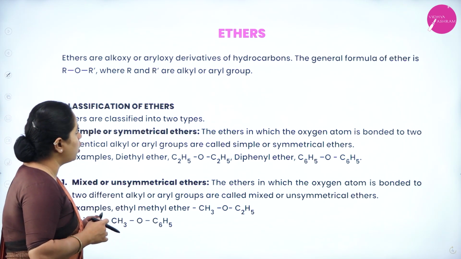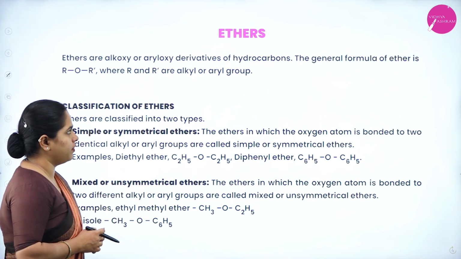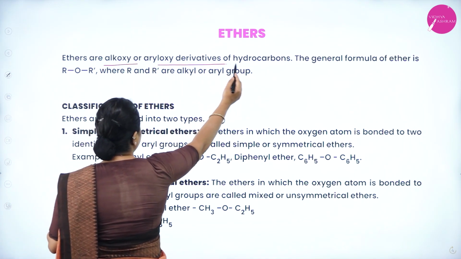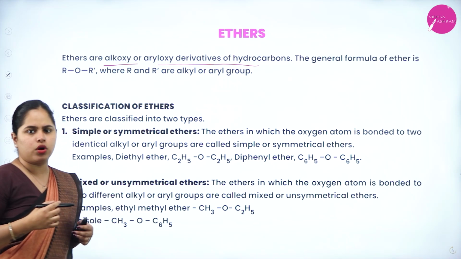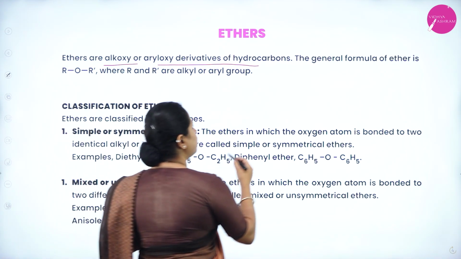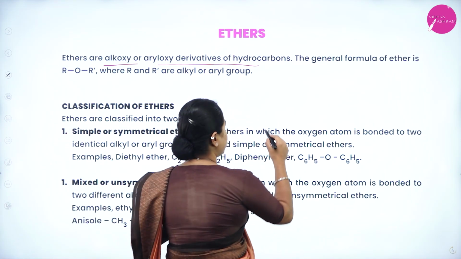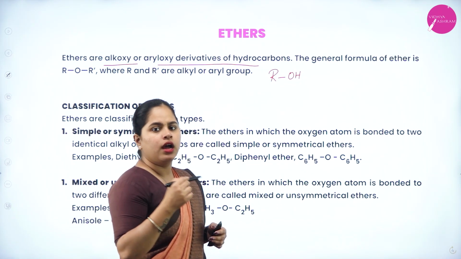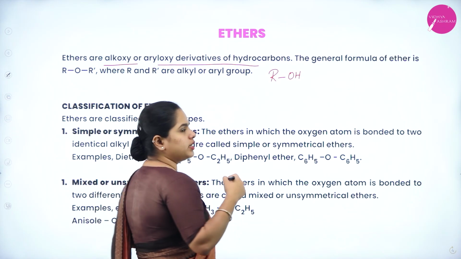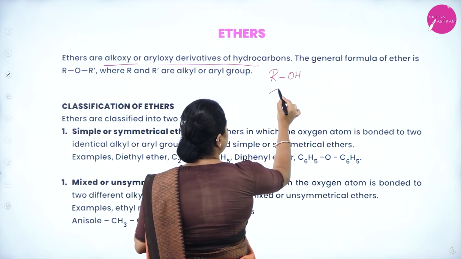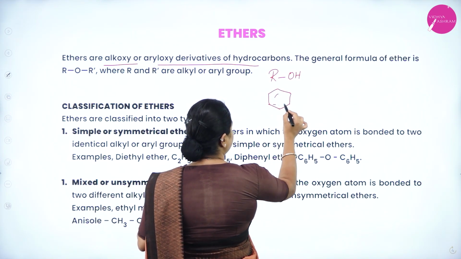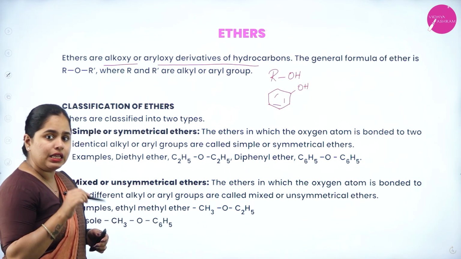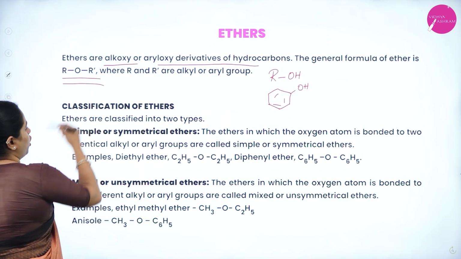Ethers are alkoxy or aryloxy derivatives of hydrocarbons. So phenols, we know that from hydrocarbons, one hydrogen is replaced by a hydroxyl group. This is the general representation for an alcohol, right? Now, if it is phenol, instead of an alkyl group, it will be an aryl group. So this was your phenol. Now, what is ether? Ether is in this format.